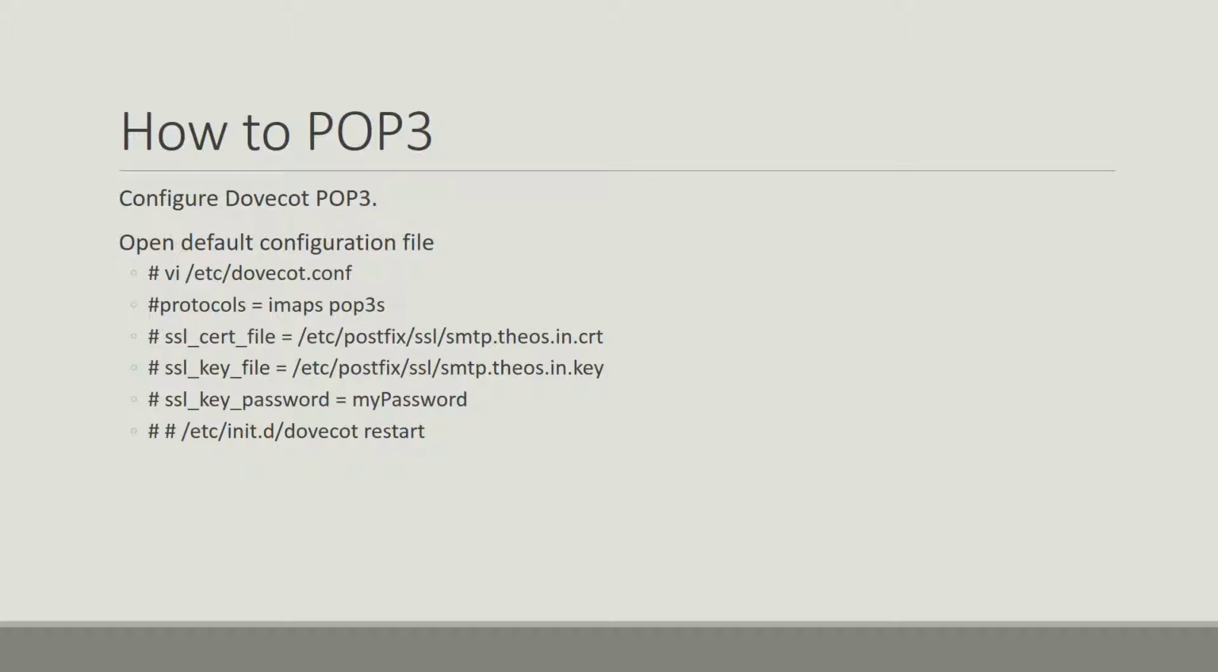Next, you must set up your PEM encoded SSL certificate and private key. They are opened before dropping your root privileges, so keep the key file unreadable to anyone but root. If the key file is password protected, give the password using the ssl_key_password directive, and then you can save and close the file, and then you have to restart the Dovecot system.